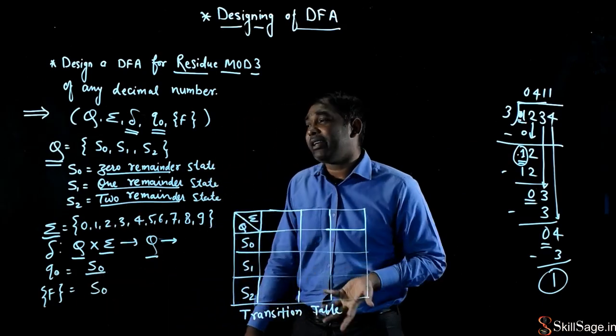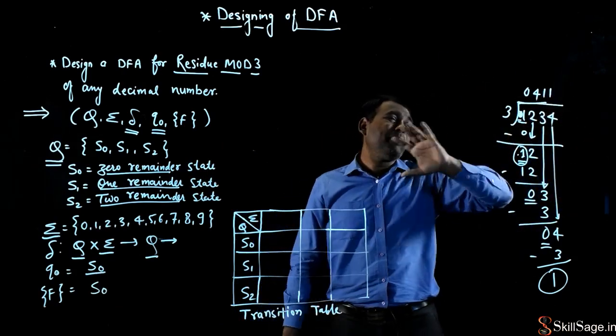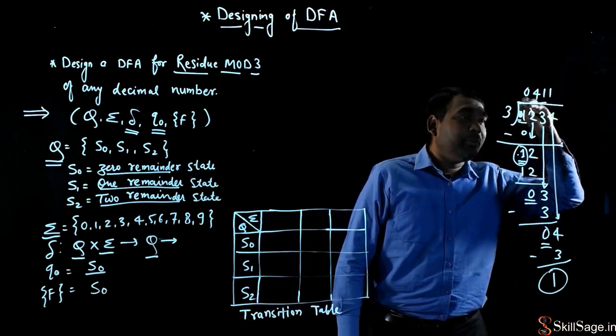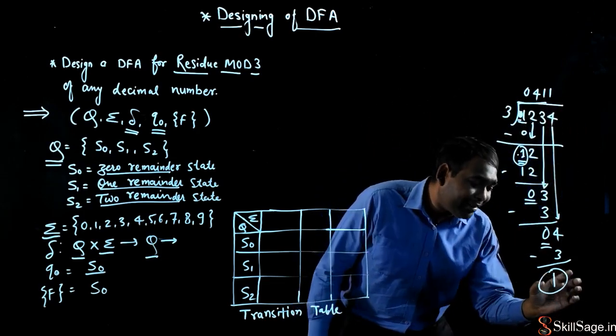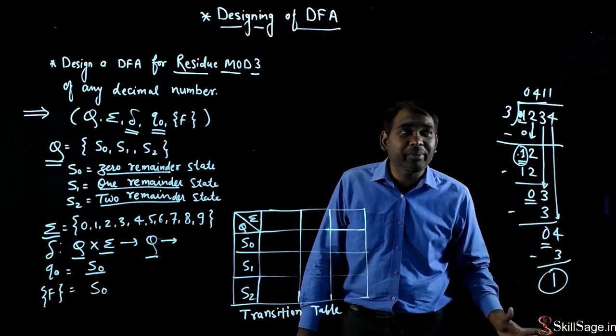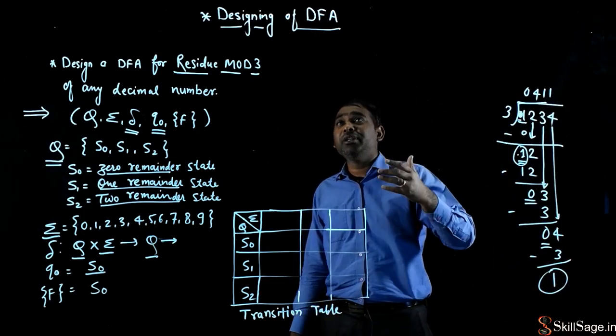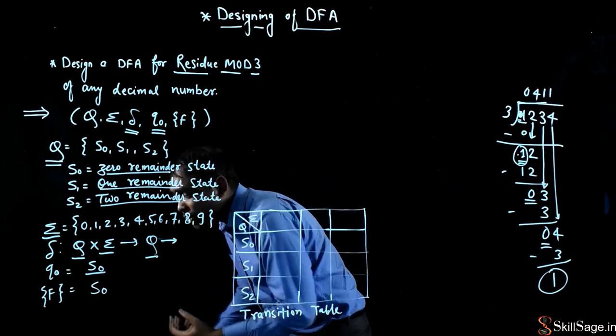And what is my final state? Final state means if I perform the complete division, and the reading process of the current string is finished and the current state of my machine is the 0 remainder state, then only my machine should accept that particular string. So my final state is also S0.